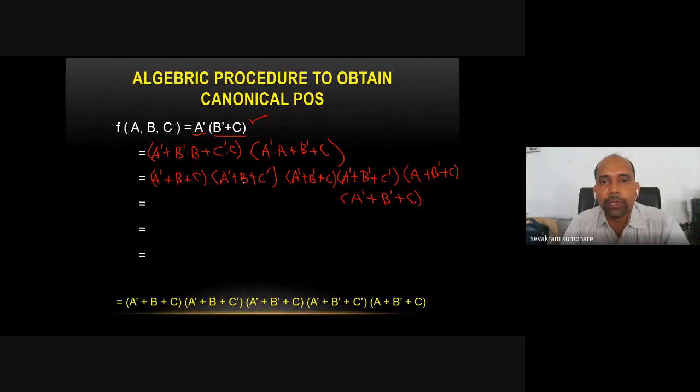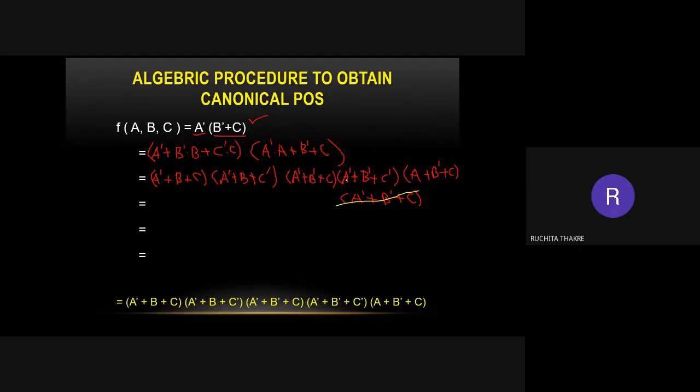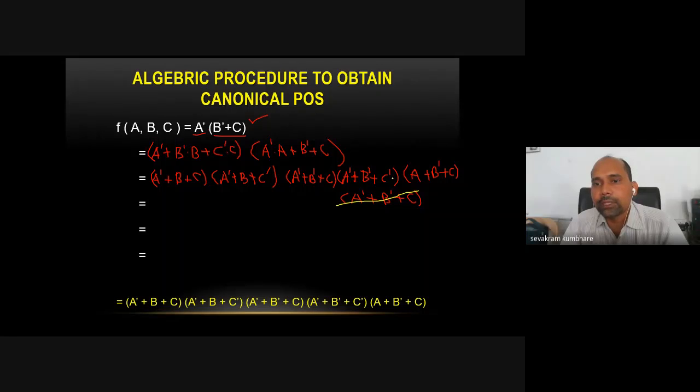Then A bar plus B plus C bar. It's also unique. Then A bar plus B bar plus C appears repeatedly. So this is redundant. So I can remove this. Correct? Yes or no? Yes. Then A bar plus B bar plus C bar. So remaining are these.